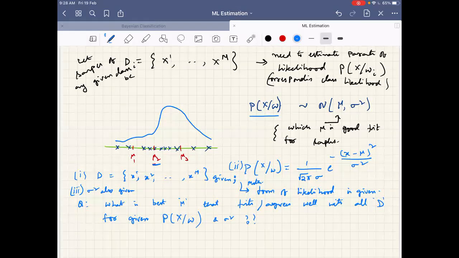What essentially has to happen is, if I take any mu, assume I take this mu, and put this mu here, what I have with me is P of x given omega, with given mu, 1 by root 2 pi sigma e power minus x minus mu whole square by sigma square. This likelihood, what should it do? It has to agree with all the samples. What do we mean by agreeing with all the samples?